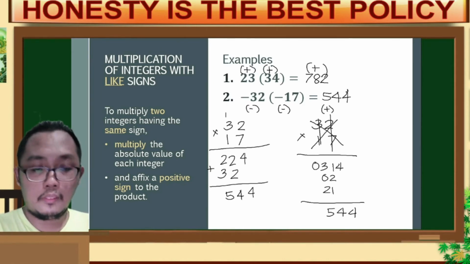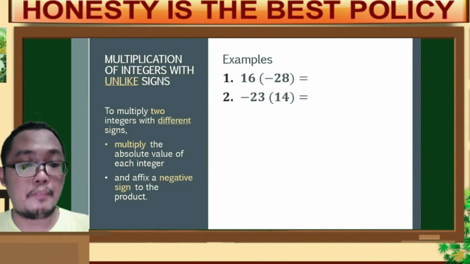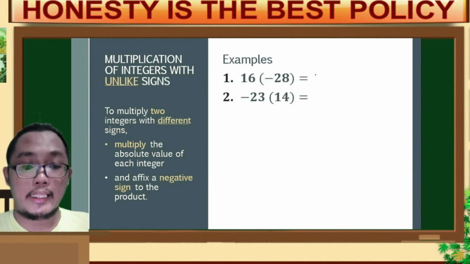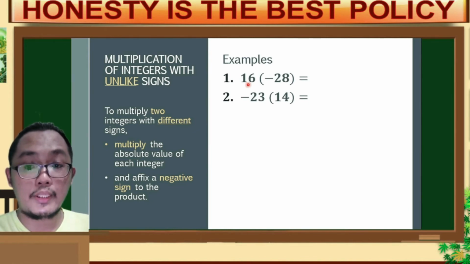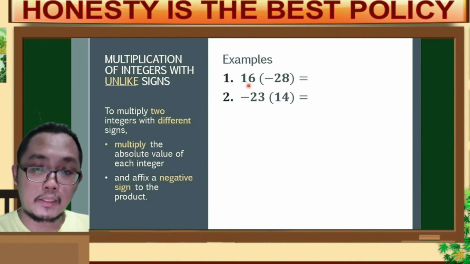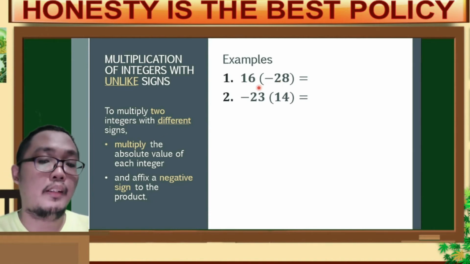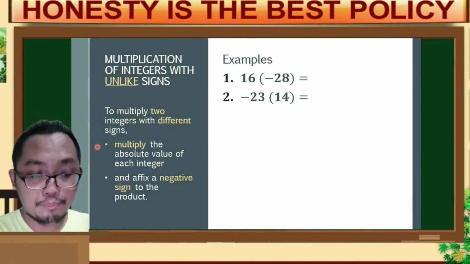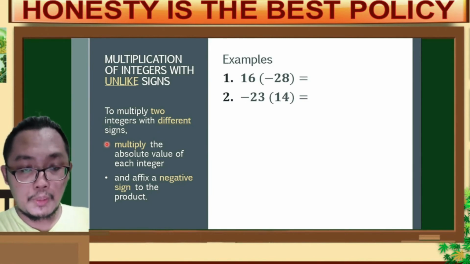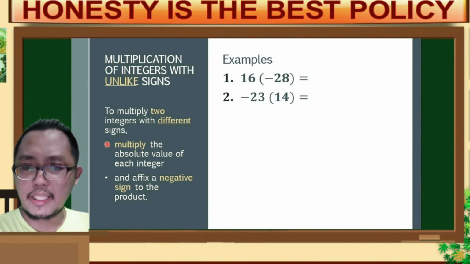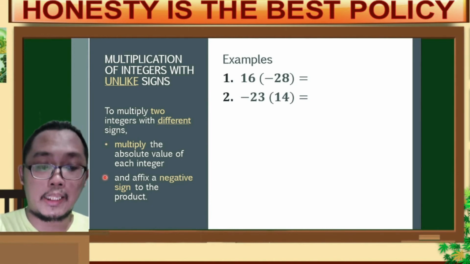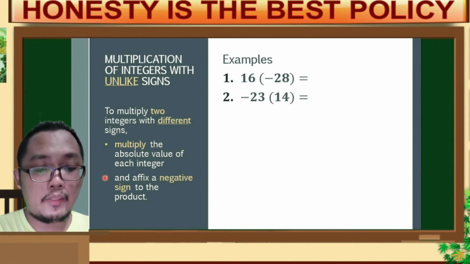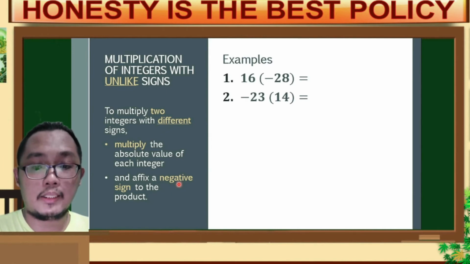And now, let us proceed with the multiplication of integers with unlike signs. So this time we have different signs, and notice that the first example has a positive sign here, the other one is negative. And for our rule, we have to multiply the absolute value of each integer, so same with the first one, but the difference lies on the rule about the sign of your product. So here we need to affix a negative sign for our product.